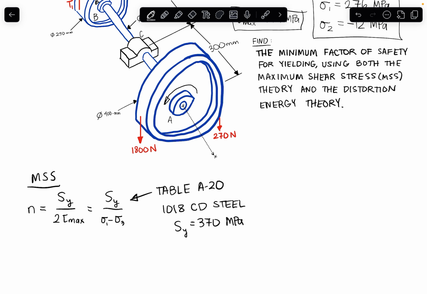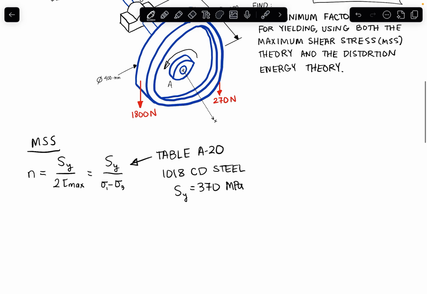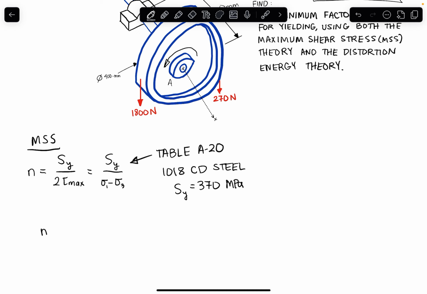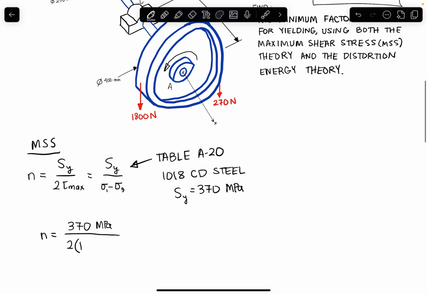Now let's just directly use the shear stress that we have from solving problem 380, and then we're going to be pretty much done here. So if I plug in my yield stress, that's 370 megapascals, and divide by 2 times the maximum shear stress, which was 144 megapascals, then plug that into my calculator, and I get a safety factor of 1.28.